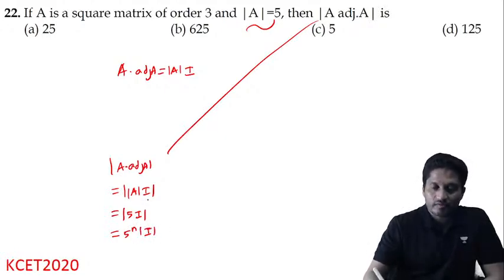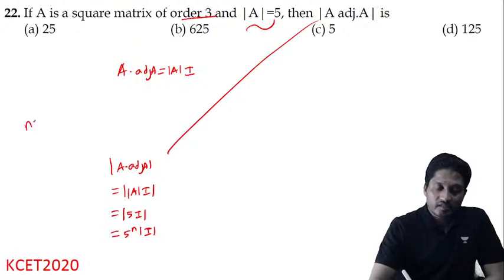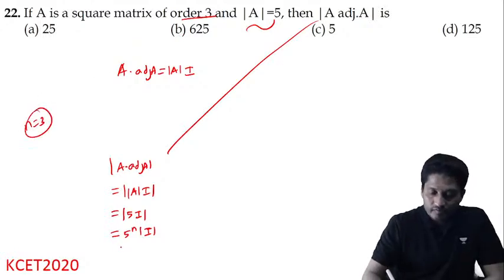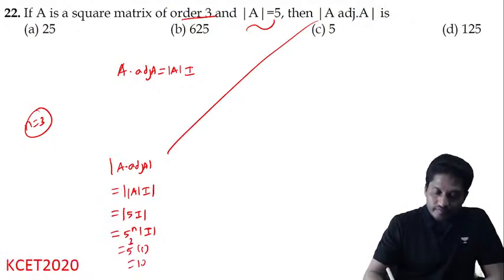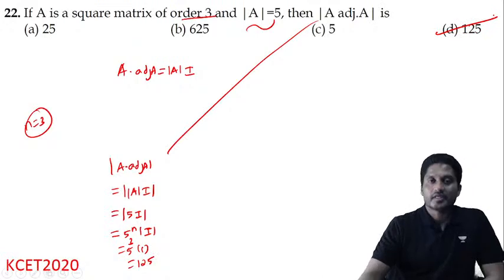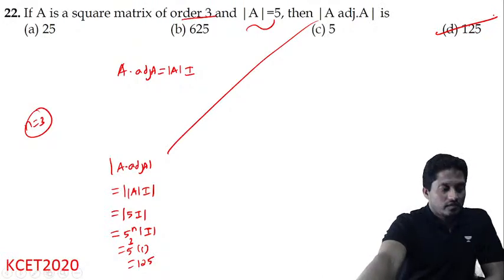N stands for the order of the matrix, its order is 3. So this is 5 cube. Determinant of I is 1. Answer is 125 only. Answer is 5 cube, which is 125. Okay, answer is option D. Let's move to the next question.